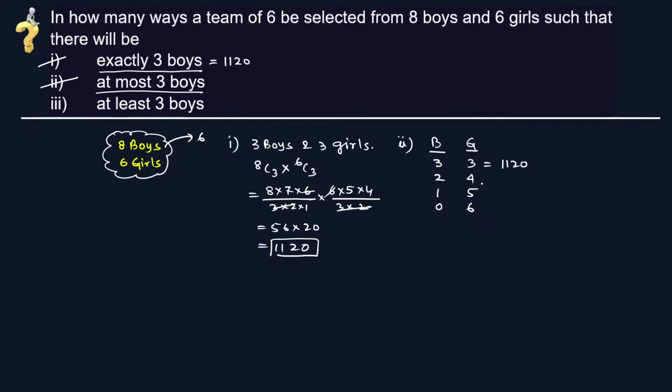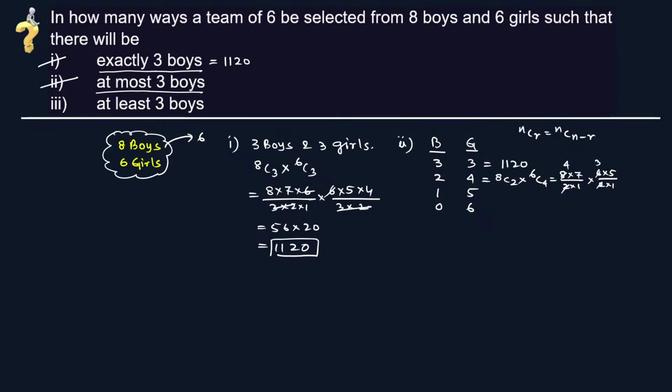I am not going for the calculation again. For the second case, it will be 8C2 into 6C4. So 8C2 is basically 8 into 7 divided by 2 into 1, into 6C4, which is same as 6C2. Have you understood this? Because nCr is same as nC(n minus r). So 6C4 is same as 6C2. So it can be written as 6 into 5 by 2 into 1. So that's 4, 3.